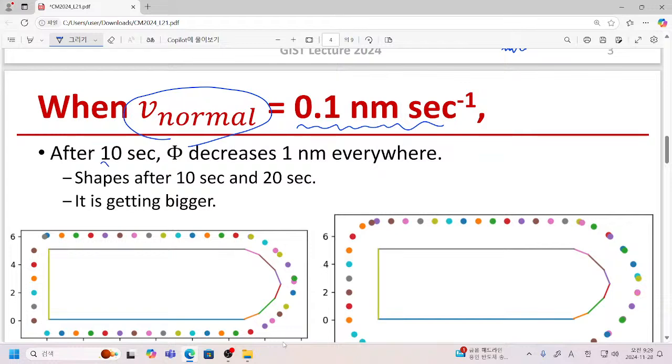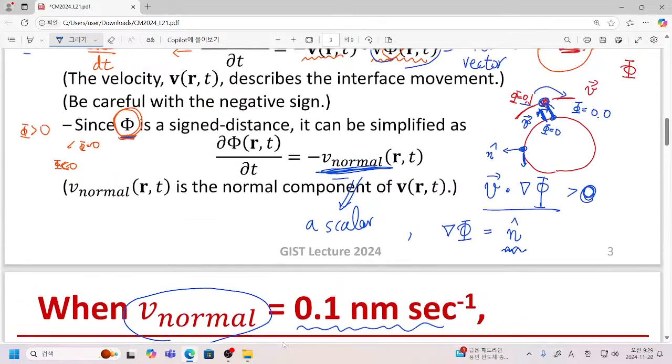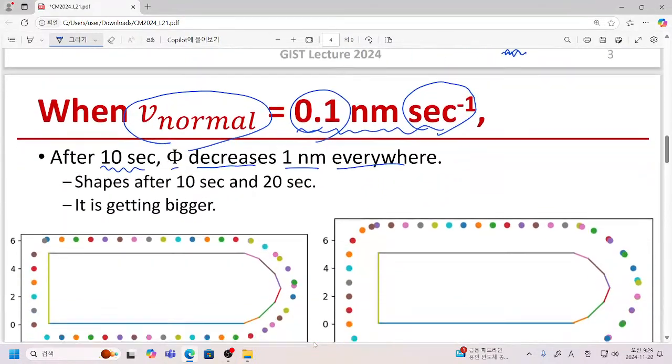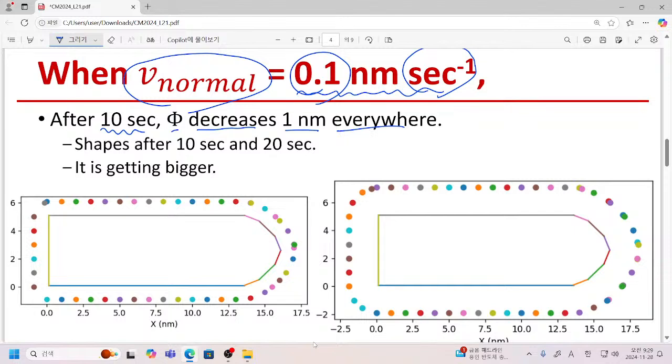After 10 seconds, phi will decrease, not increase, decrease 1 nanometer everywhere. Why? Because this is corresponding to 0.1, and here we have a minus sign, and the steps are 10 steps, because once per 1 second we have minus 0.1, and if we have 10 seconds, then that will give us just 1 nanometer decrease. So please have a look at your result.